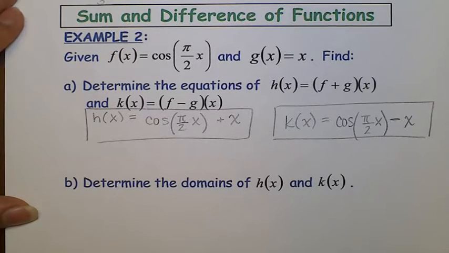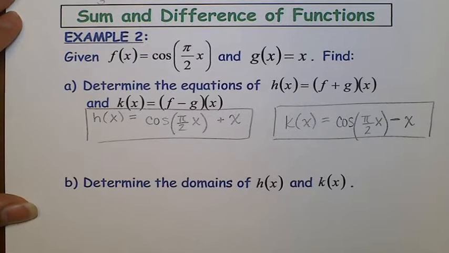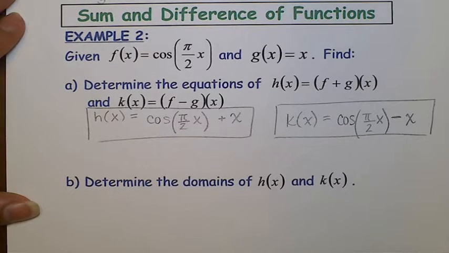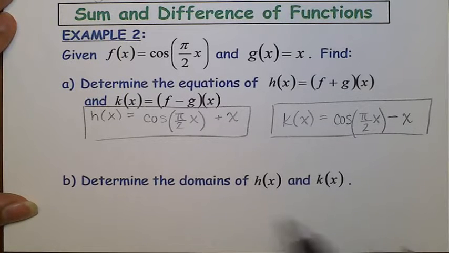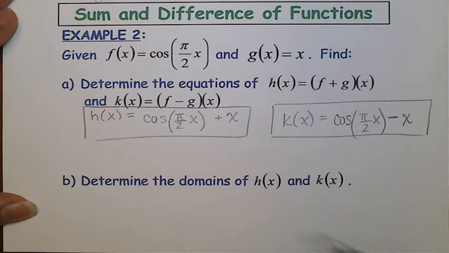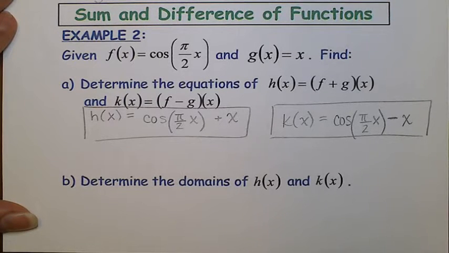Then you're asked to look at the domains of h of x and k of x. It doesn't matter whether you're adding the two functions or subtracting the two functions; the domain is going to be exactly the same. What you want to think about is the domain of the original functions, to figure out where they overlap, so you can come up with the domain of the combined functions. There are a couple of different ways of doing this. You can look at the domains along a number line, or you can use the set notation that we've looked at all along.